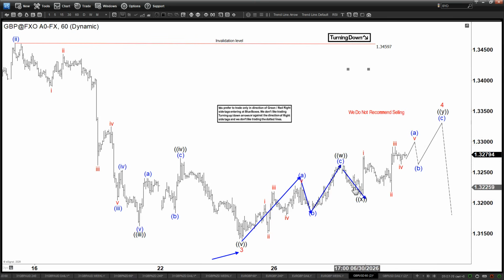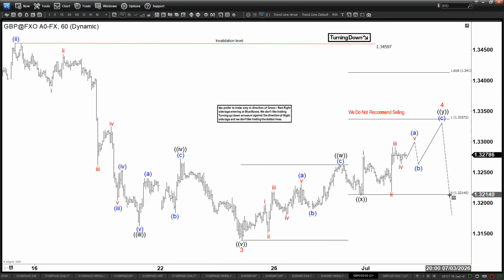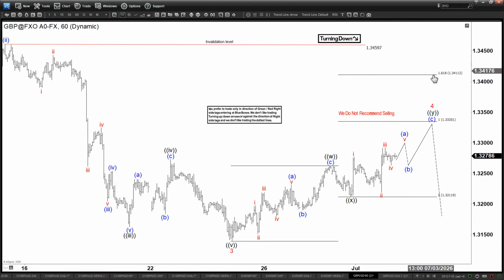And typically the target on the upside for such structure here is going to be measured using the Fibonacci extension, right? So we have this WXY, which can be expected potentially to fail in this area, okay, between 1.33 and 1.34 approximately. And then from there, we have a chance to extend lower again.